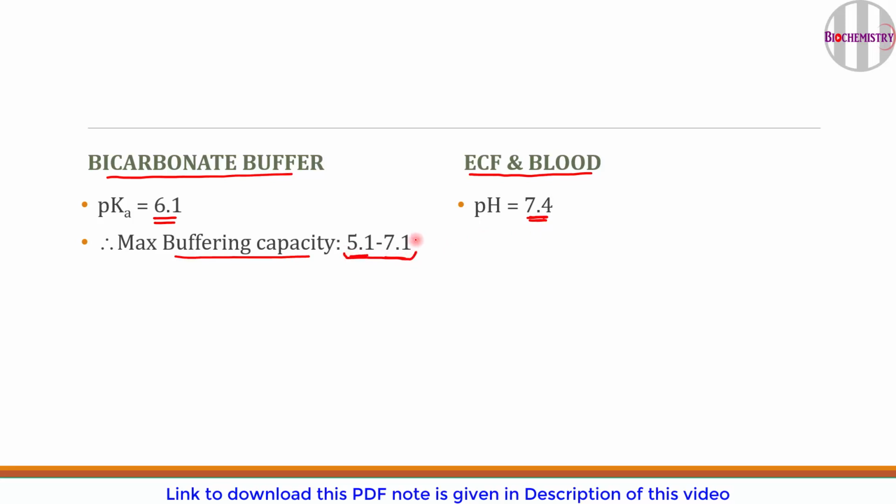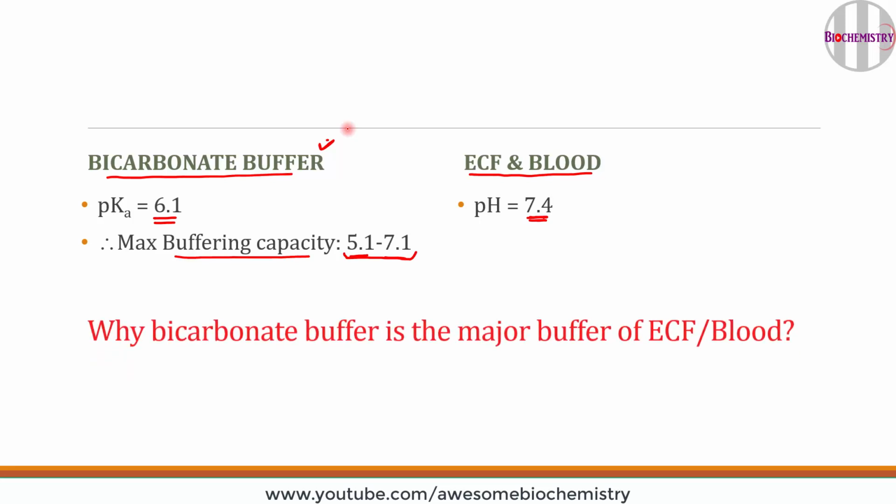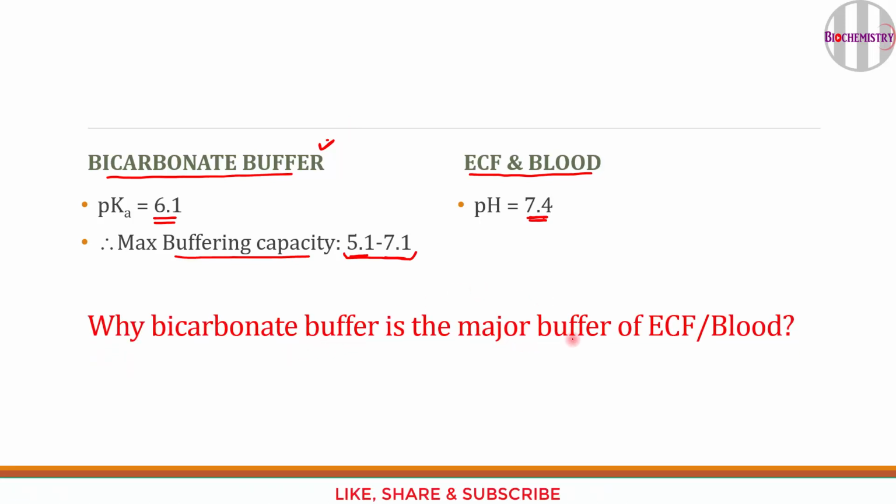this buffer, bicarbonate buffer. But in the earlier slide, we had seen that in case of ECF and blood, the most effective buffer is the bicarbonate buffer. So theory is telling you a different story, and practically you are observing something different. So one natural question arises: why is bicarbonate buffer the major buffer in ECF and blood, whereas theoretically speaking, it should not be the major buffer? Then what is the reason?